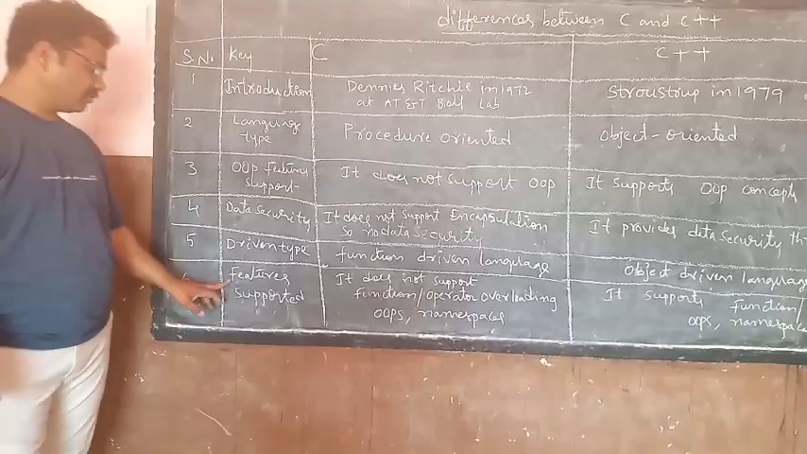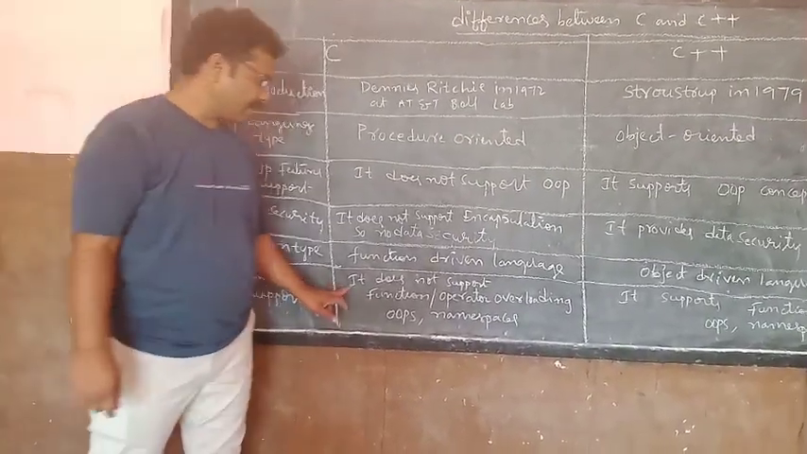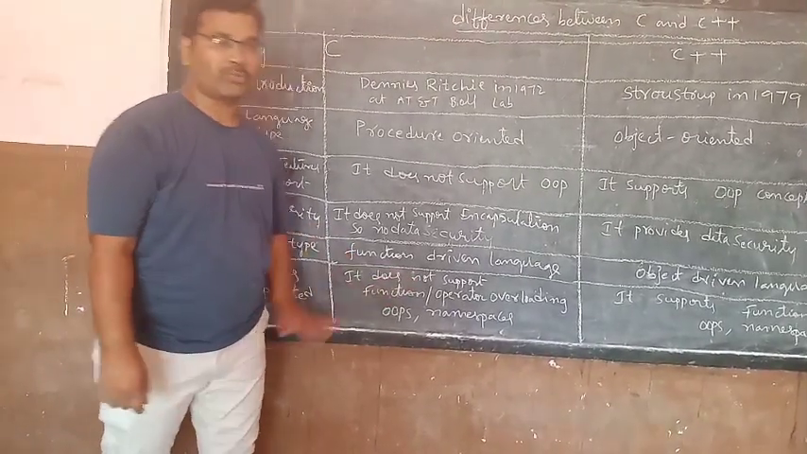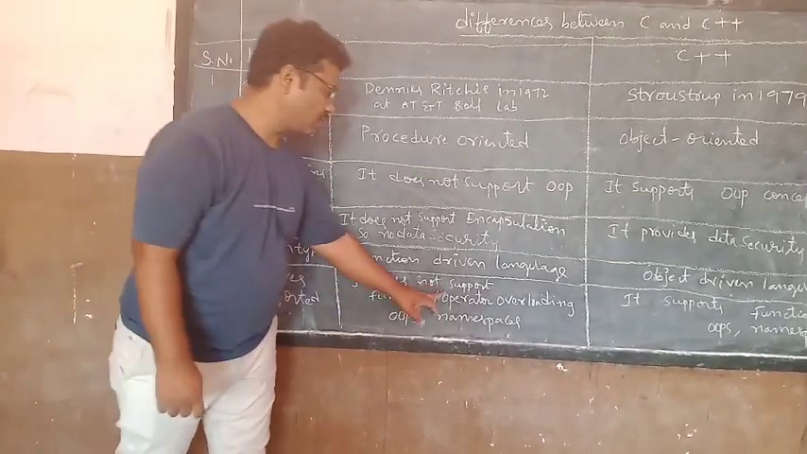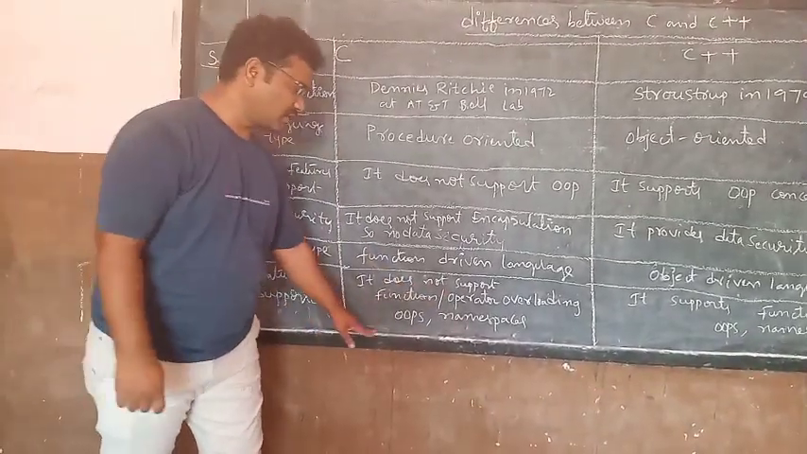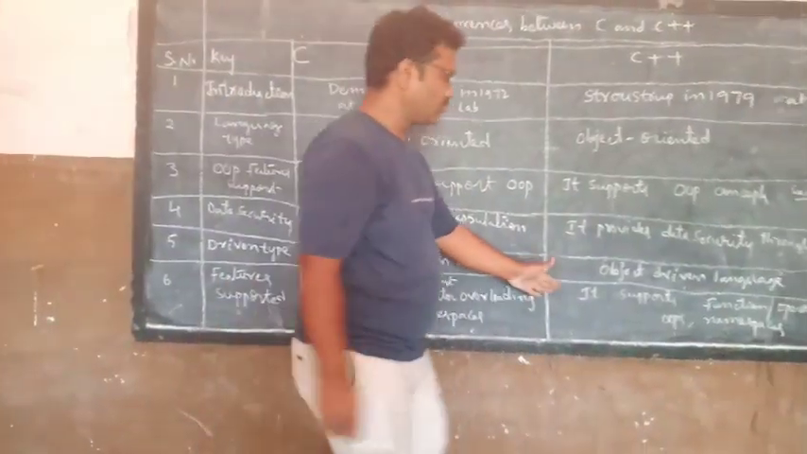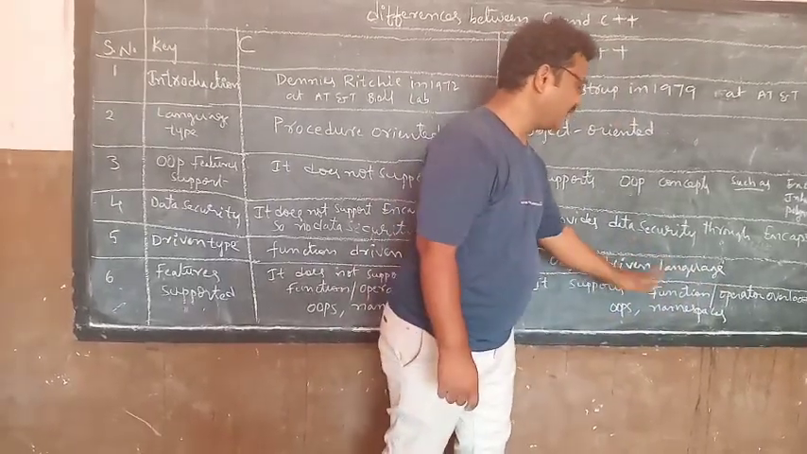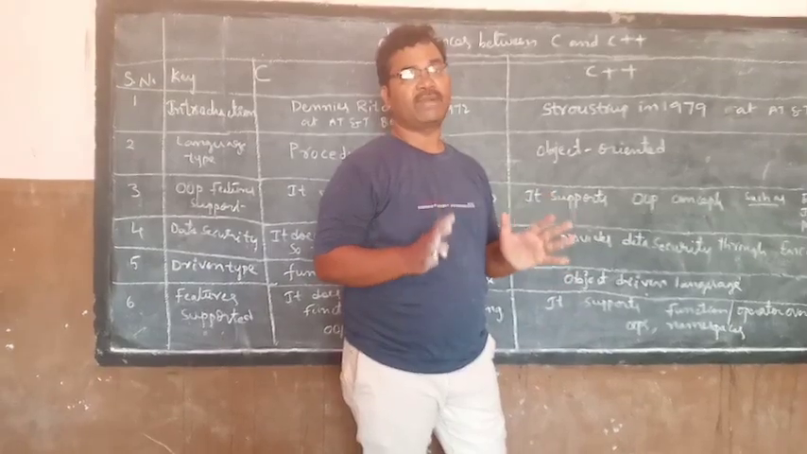Last point, feature support. The C language does not support function overloading, operator overloading, OOPS concept and namespaces. But C++ supports function overloading, operator overloading, OOPS concept and namespaces. These are the differences between C and C++.